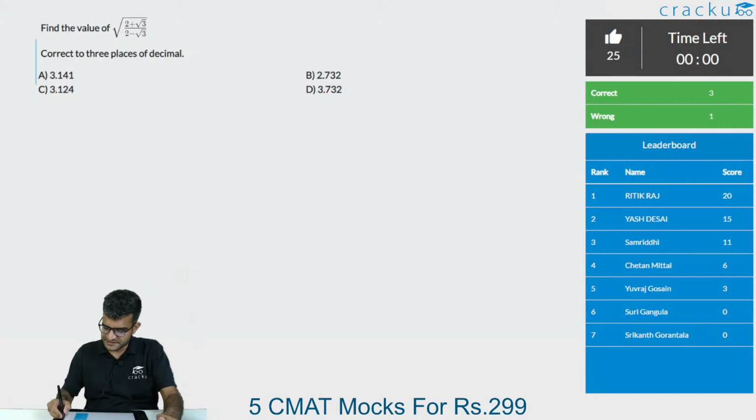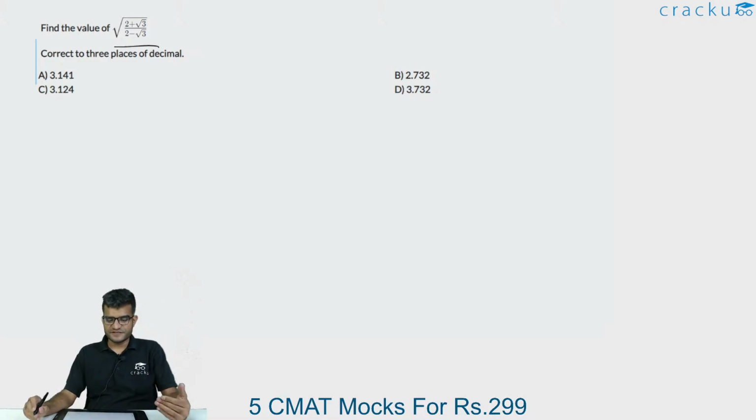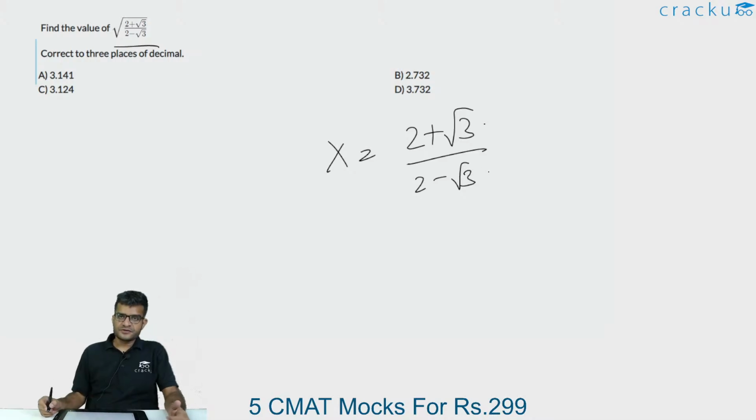Okay, let us try to answer this question. In this question, we are asked to calculate the value of square root of (2 plus root 3) divided by (2 minus root 3). Let us assume that the value of x is equal to (2 plus square root of 3) divided by (2 minus square root of 3). So what we are required to calculate is the value of square root of x.